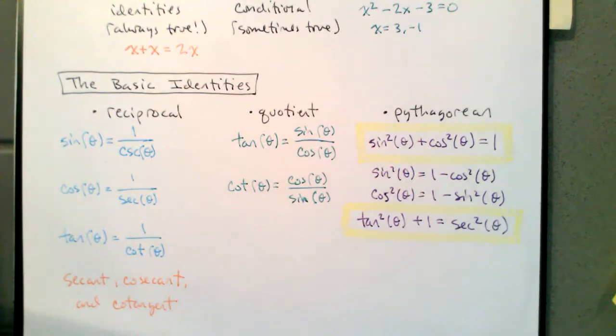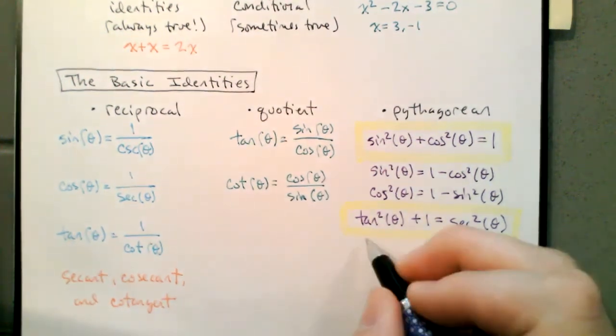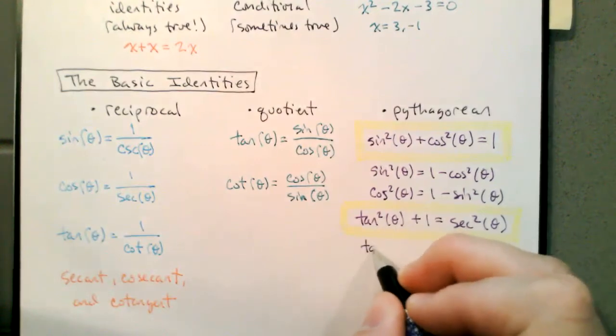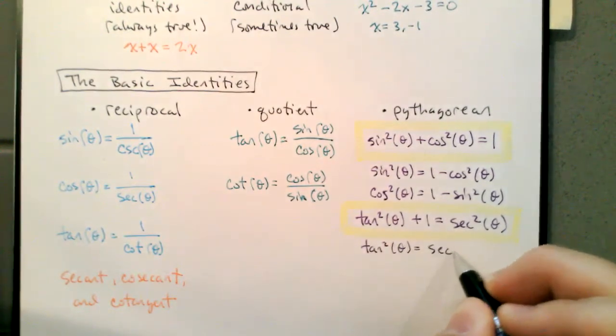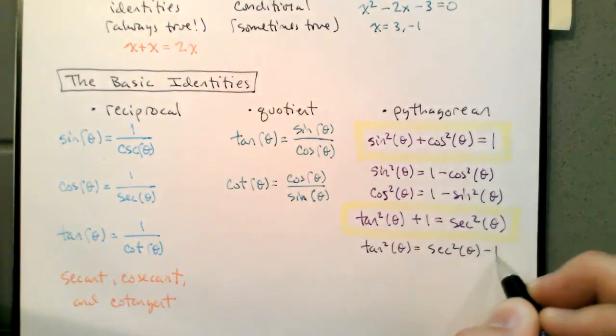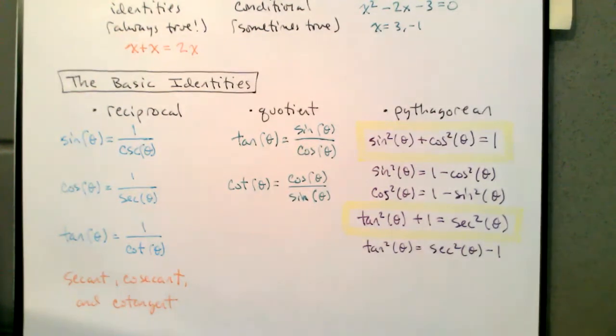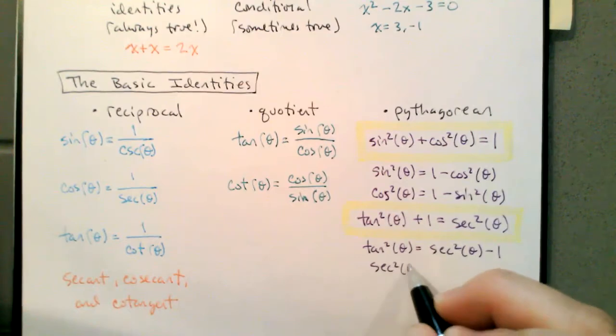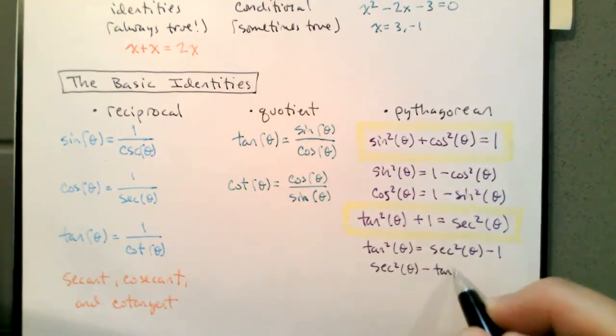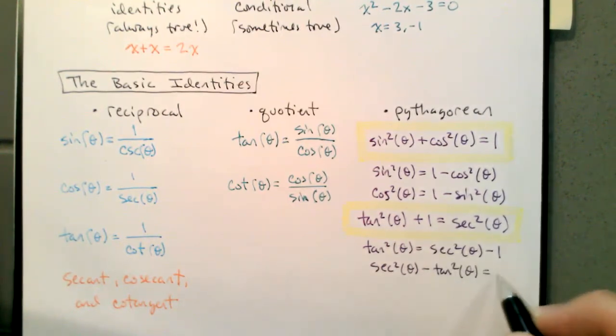And there are two other versions of this as well. So here we have the identity solved for secant squared. I can solve it for tangent squared by saying tangent squared theta is equal to secant squared theta minus 1. Or I could solve it for 1, and I could say that secant squared theta minus tangent squared theta is equal to 1.